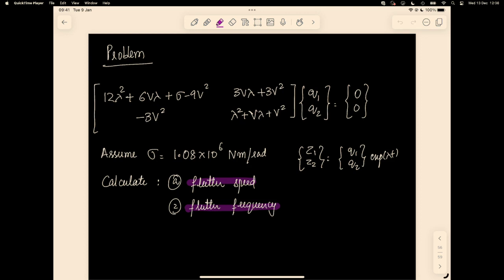So here we have already taken the equation of motion, substituted that Z is equal to some Q into exponent of lambda T, and we have this equation. All you need to do is take the determinant of this, get the characteristic equation, and use the condition that we just now discussed to see when the flutter would occur. That should give you the flutter frequency, and if you substitute that back into the condition, that should give you the critical flutter velocity as well.